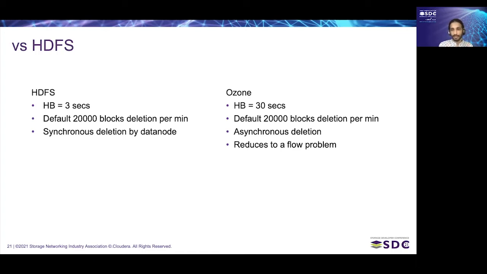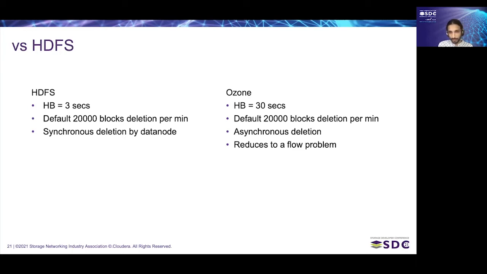Every minute, SCM would scan 20,000 blocks to be deleted, and it will send these blocks to the corresponding data nodes. And these data nodes would send an ACK back to SCM in the next heartbeat. And in this way, SCM is able to delete around 20,000 blocks per minute. So what this does is it reduces the block deletion performance to a flow problem.